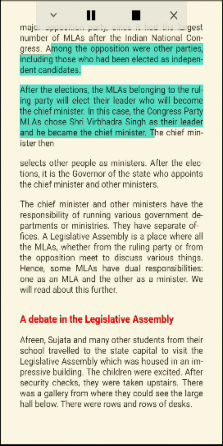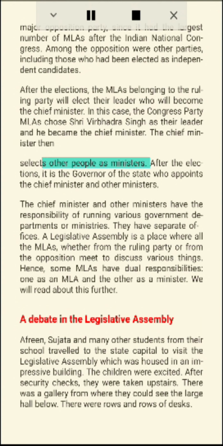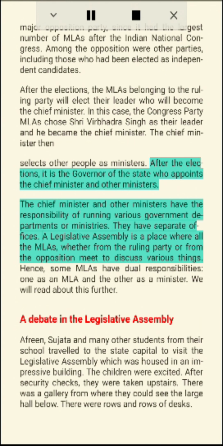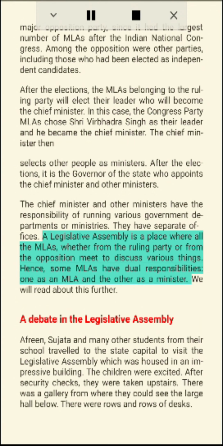After the elections, the MLAs belonging to the ruling party will elect their leader, who will become the chief minister. In this case, the Congress Party MLAs chose Shri Veerbhadra Singh as their leader and he became the chief minister. The chief minister then selects other people as ministers. After the elections, it is the governor of the state who appoints the chief minister and other ministers. The chief minister and other ministers have the responsibility of running various government departments or ministries. They have separate offices. A legislative assembly is a place where all the MLAs, whether from the ruling party or from the opposition, meet to discuss various things.